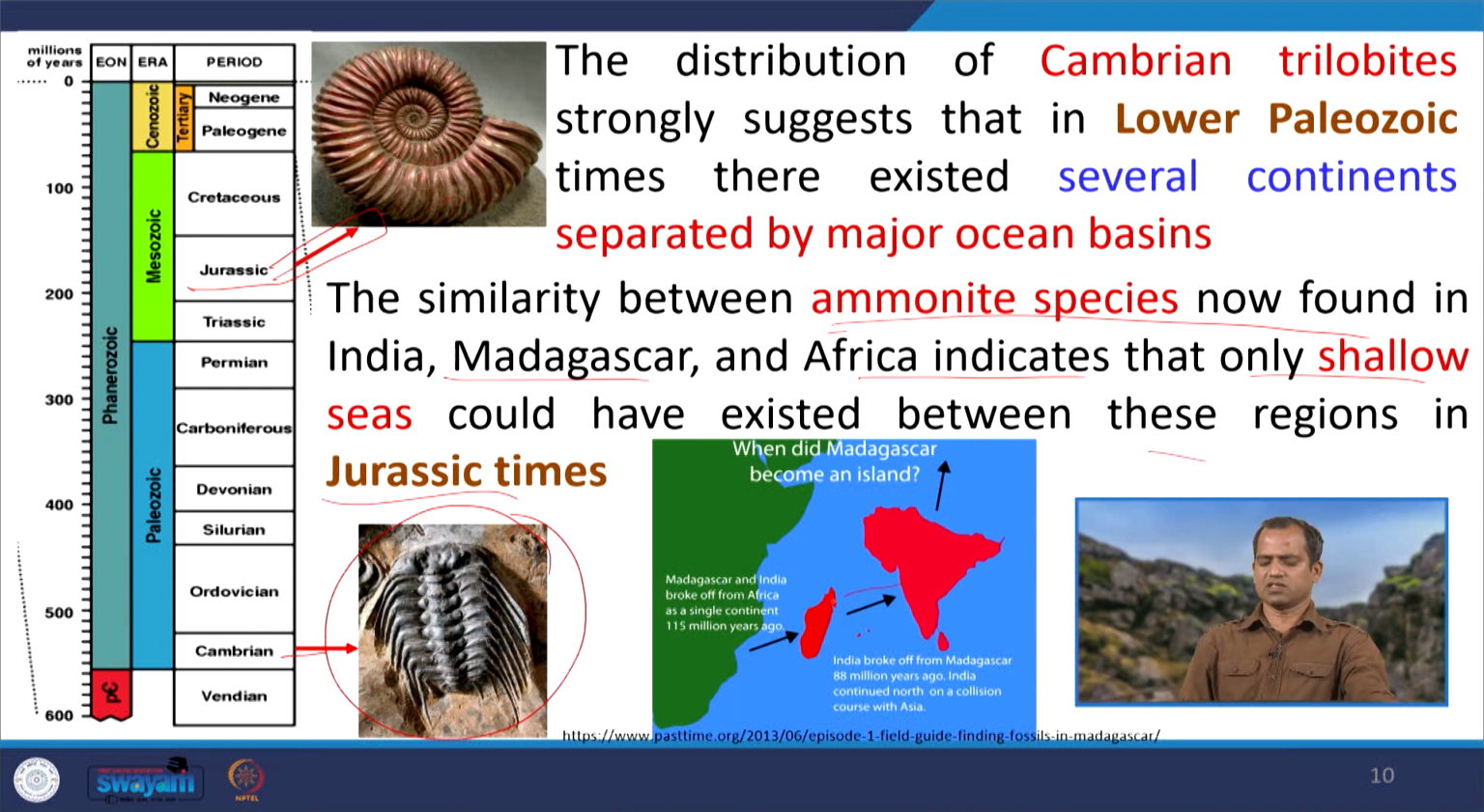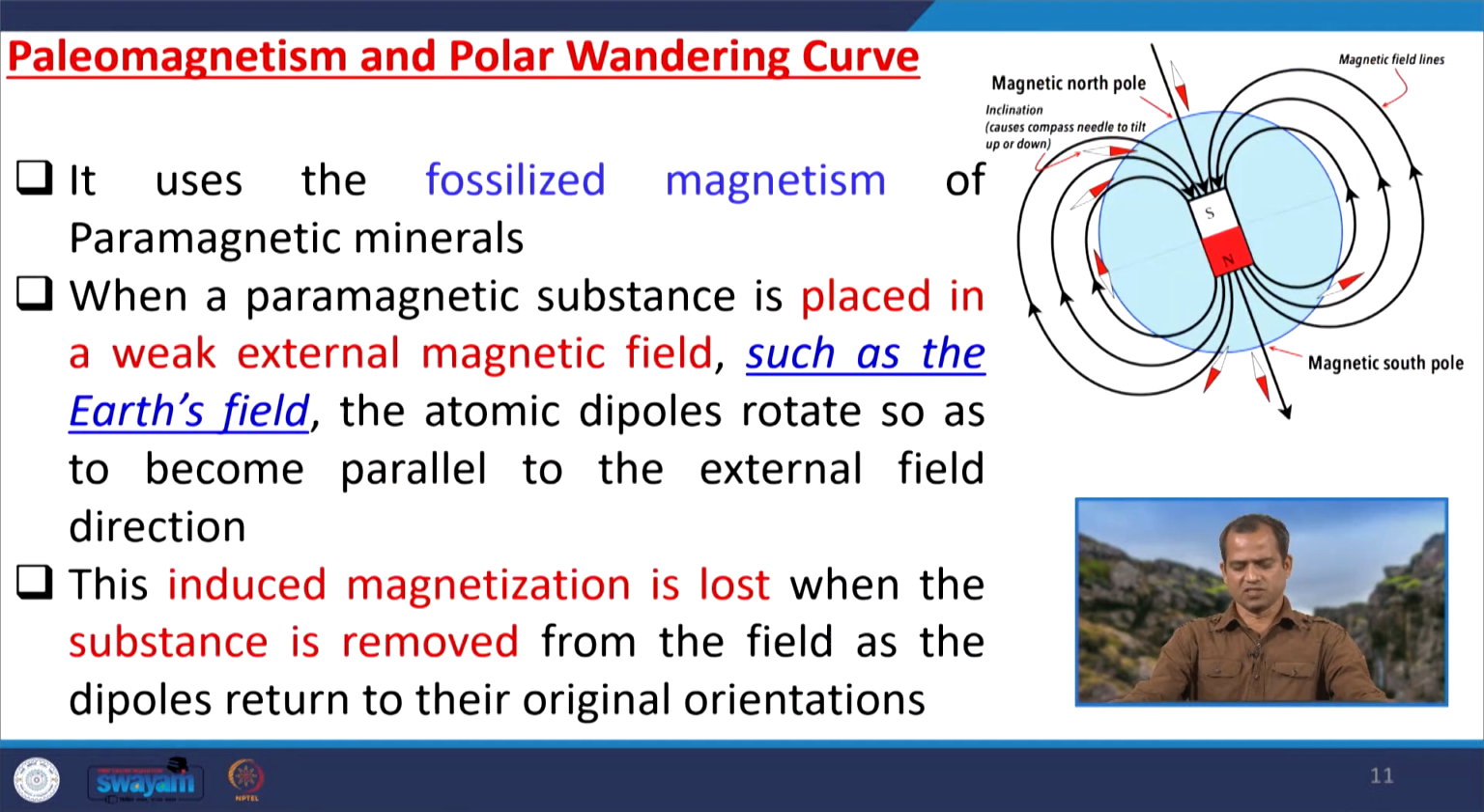So, this shallow sea which was existing there indicates the time of separation between Madagascar and India, when rifting was taking place and this shallow sea existed. So, probably that is when their distribution happened. All those paleontological evidences are saying that yes, continents have drifted apart from each other.